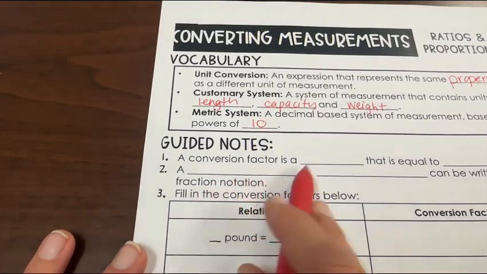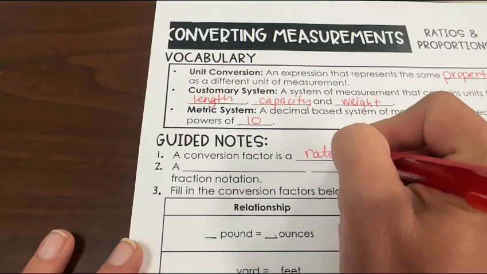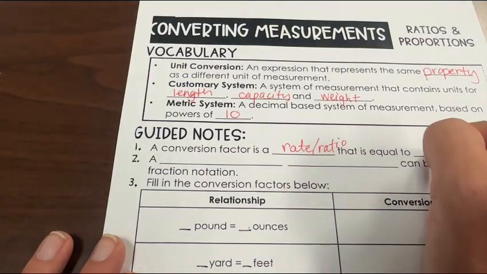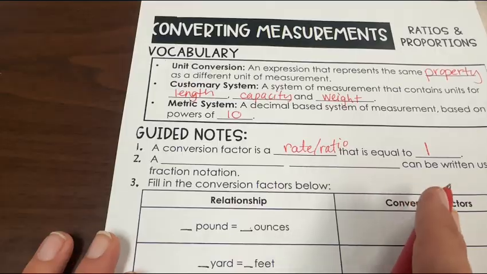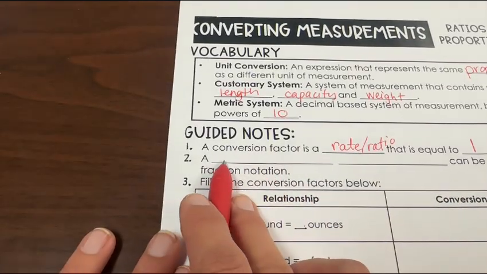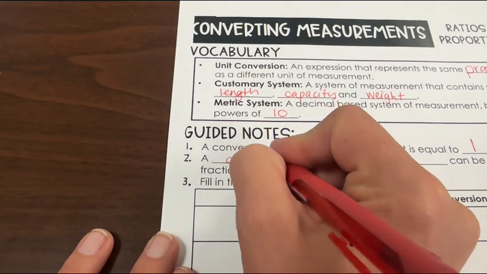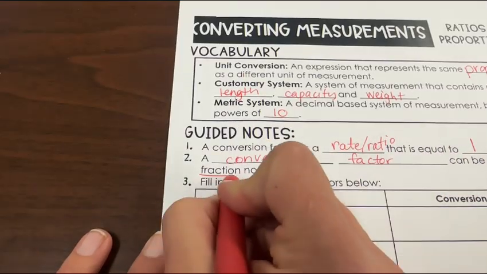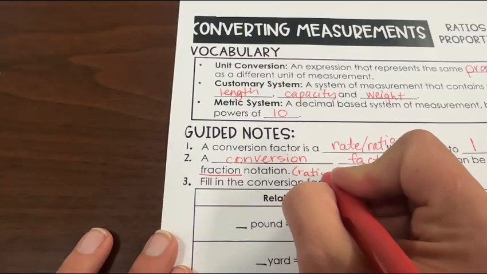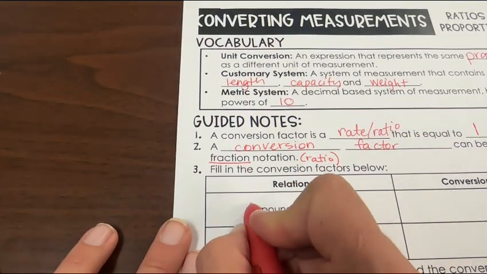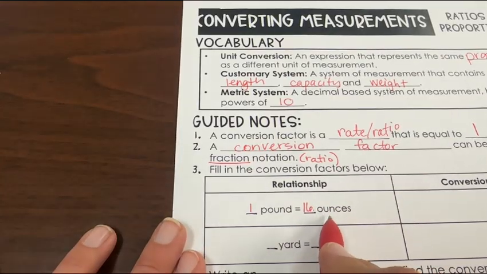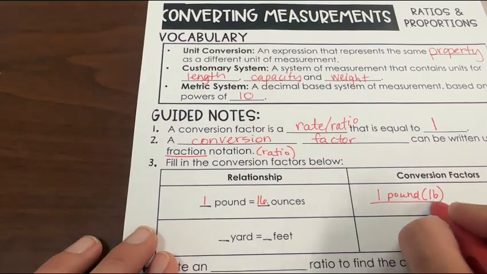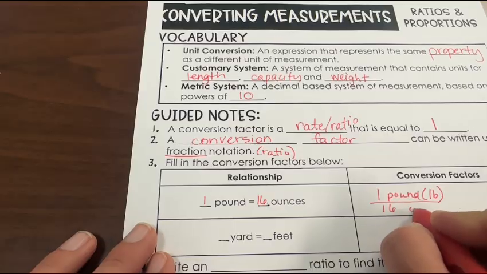All right. So the conversion factor is a rate or a ratio. All right. So what we talked about on our purple sheet, that was a ratio. That is going to be equal to 1. So like, for example, 1 pound is going to equal 16 ounces. All right. So a conversion factor can be written using a fraction notation. So that right there is the ratio that I was talking about, okay? So we can say like 1 pound is 16 ounces. I got that off my purple sheet. So we could say 1 pound, and again, you can put LB as your abbreviation. We're not always gonna write it out, is 16 ounces.